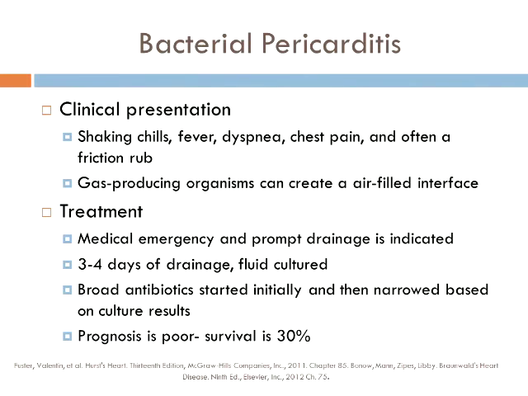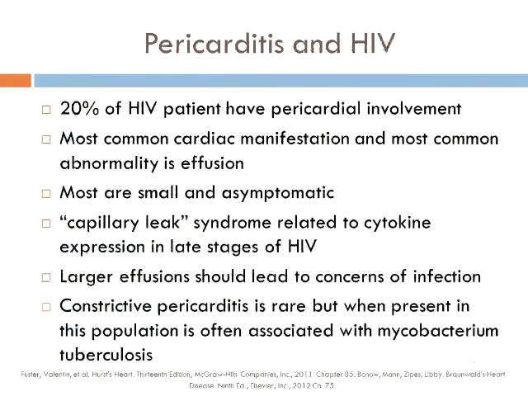Pericarditis and HIV, we actually see quite a few of these patients. 20% of HIV patients will have pericardial involvement. It's actually the most common cardiac manifestation, and the most common abnormality is effusion. In most of these patients, it's thought to be a capillary leak syndrome. Large effusions should raise concern for infection or another etiology. Constrictive pericarditis is very rare, and in this population, you should be concerned for Mycobacterium tuberculosis.